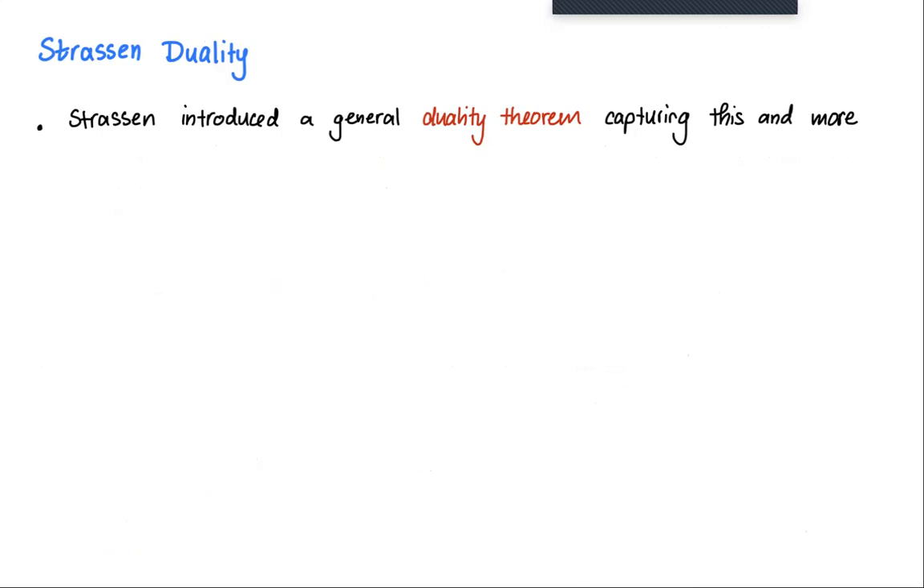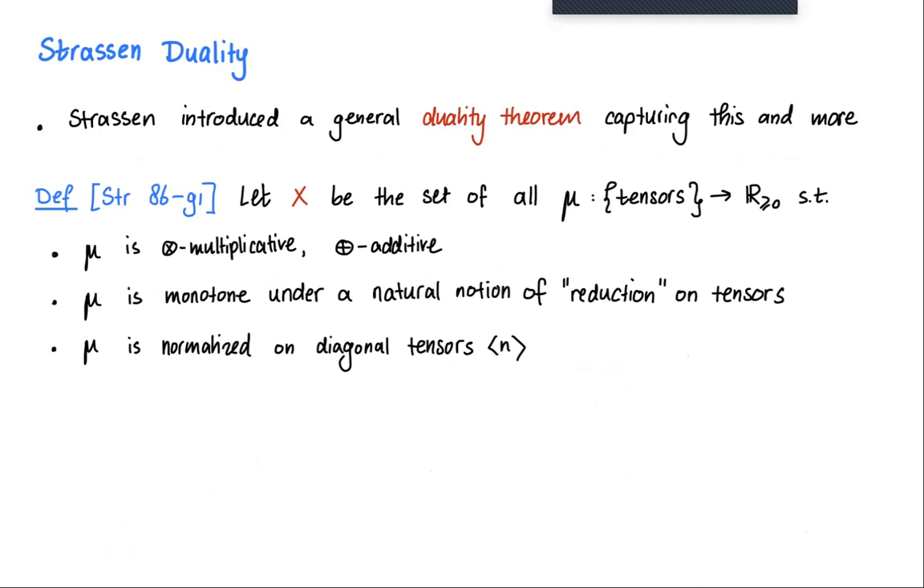Now, I want to say something about Strassen duality. So Strassen introduced a general duality theorem to capture this asymptotic rank and other asymptotic or amortized parameters. And this duality roughly goes as follows. So Strassen defines a set X of all functions mu from tensors to the real numbers, such that mu is a multiplicative and additive function. Mu is monotone under some natural notion of reduction on tensors, and mu is normalized to n on diagonal tensors of size n by n by n.